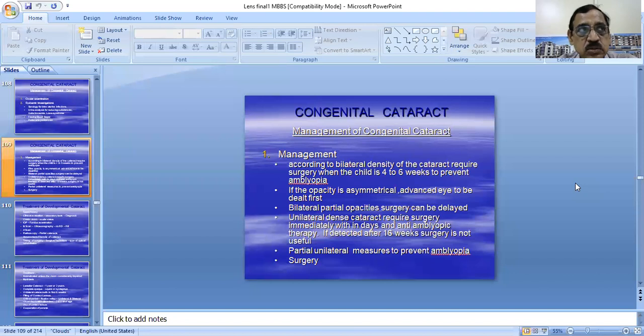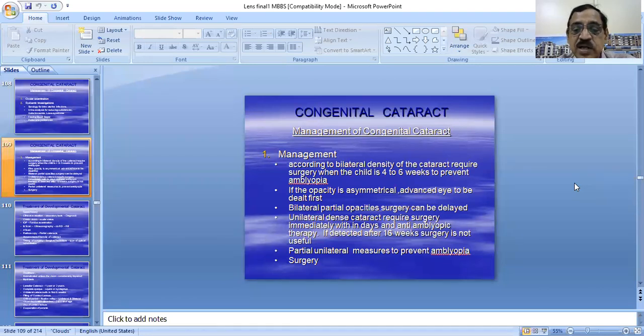If there are thin bilateral lenticular opacities, we can leave them, because they are not going to cause any problem or any amblyopia in the near future. There won't be a deprivation amblyopia in these cases because light passes through the remaining clear lenticular lens. So it can be operated when the child is more than 2 years.